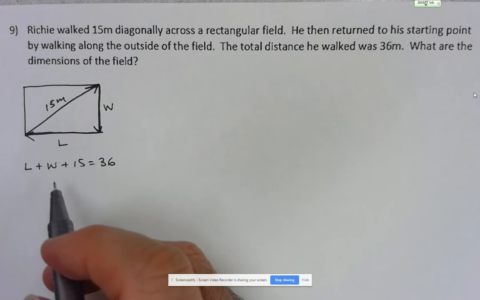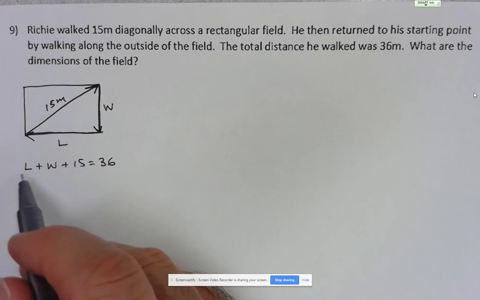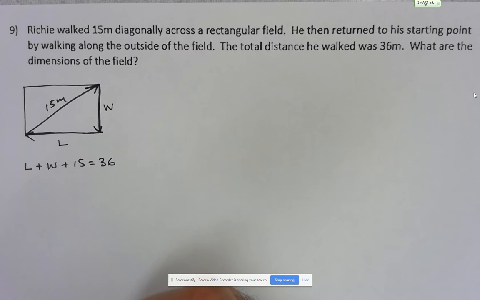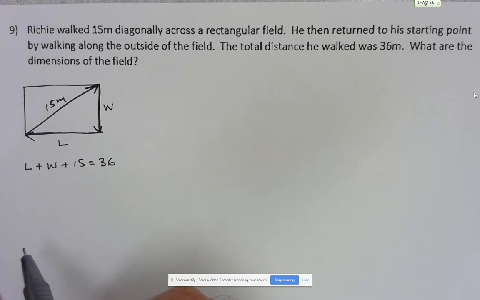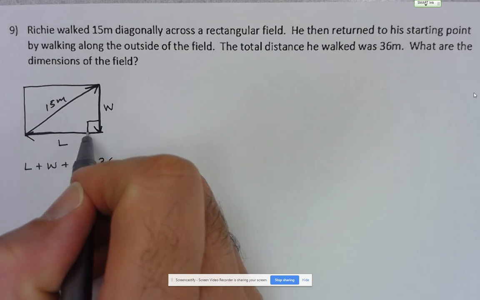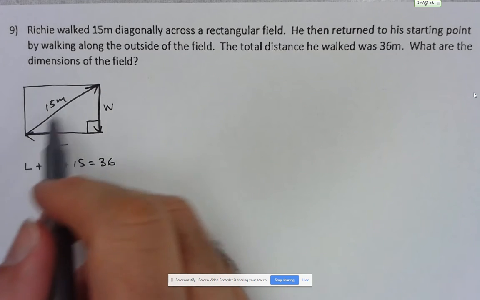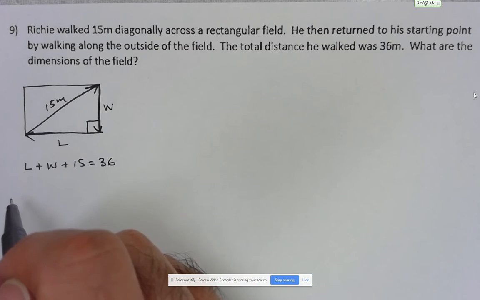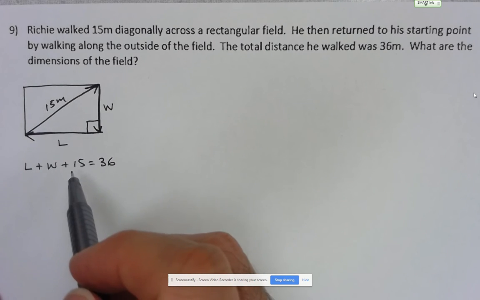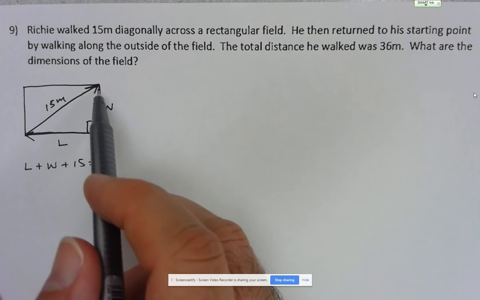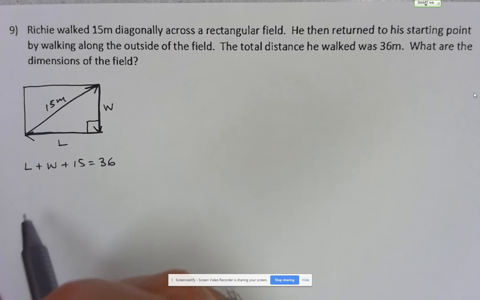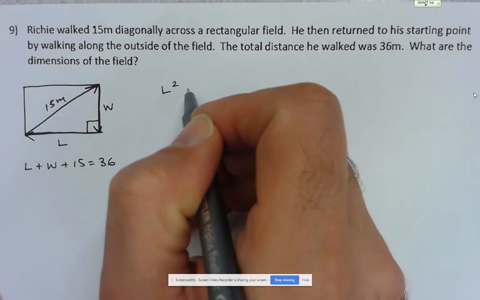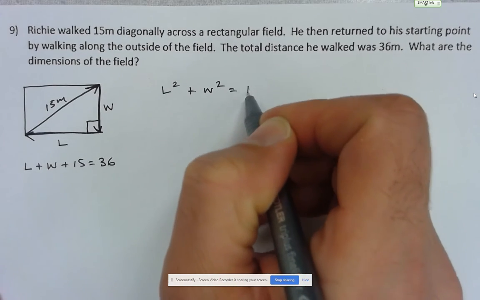But of course, this is not enough to solve for L and W because I've got two variables. So I'm going to need some other relationship that'll help me write a second equation. All right. And I hope that as you look at the diagram, you see that another relationship has presented itself, because the walk that Richie took forms a right angle triangle. All right, so there's another relationship beyond the perimeter that we have. We have that the sum of the squares of these two sides is equal to the square of 15. Okay, so that's going to be the second equation that we can write in L and W. So we have that L squared plus W squared is equal to 15 squared.